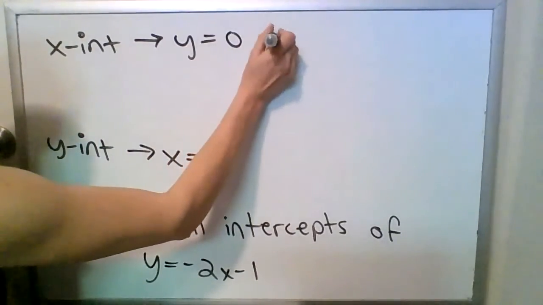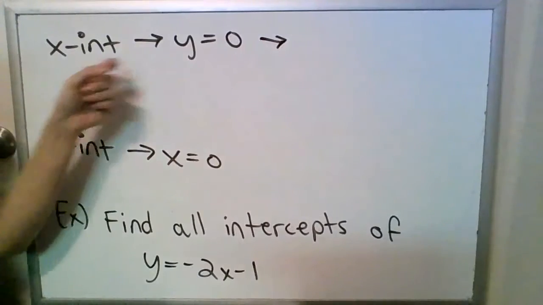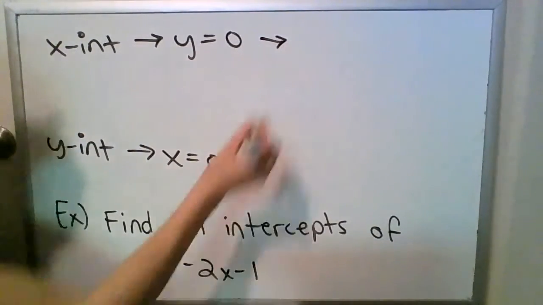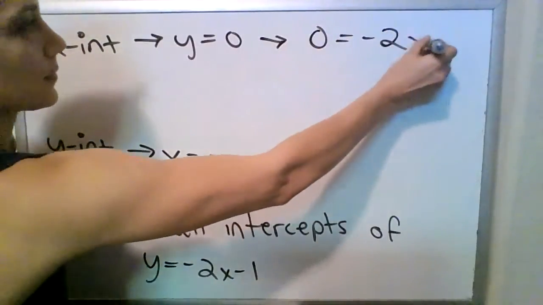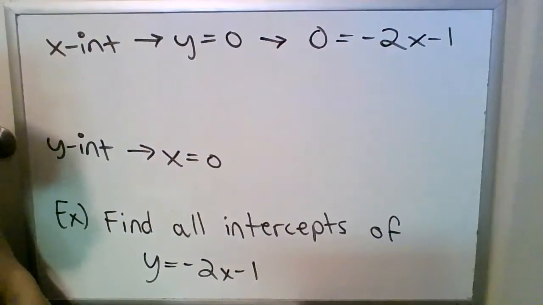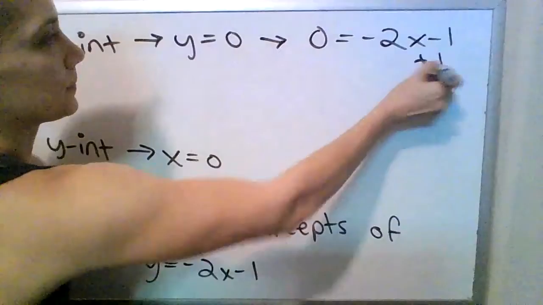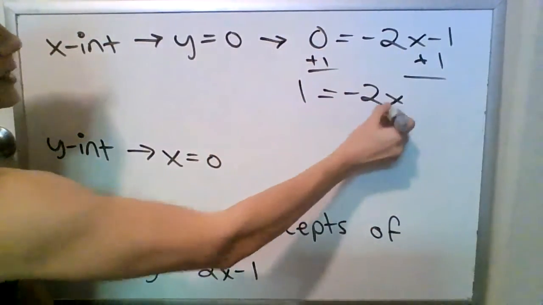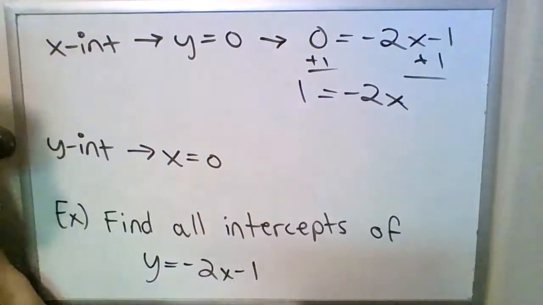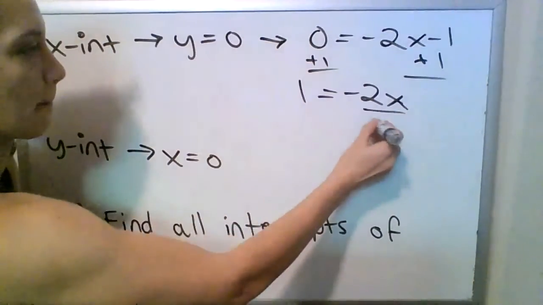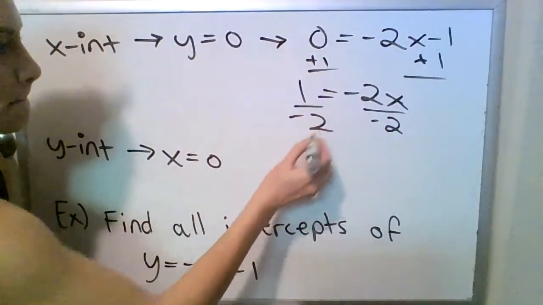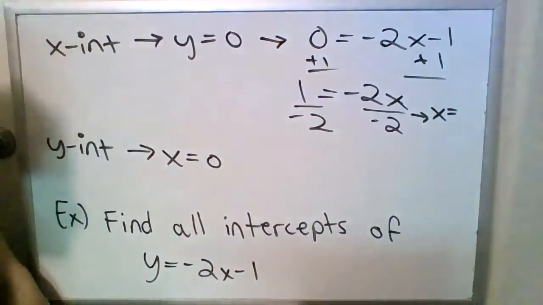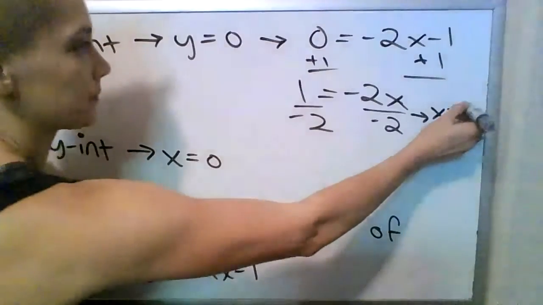Let's keep it in this part. X-intercept, y equals 0, so I've got a 0 right here. 0 equals -2x minus 1. And then we're solving for x. Add 1 to both sides, and 1 is equal to -2x. Divide both sides by -2, and x equals -1/2.